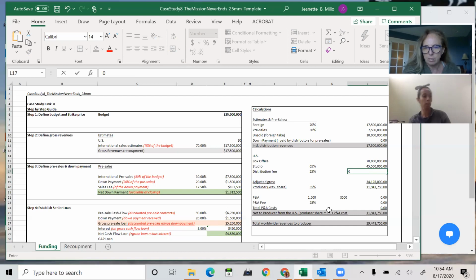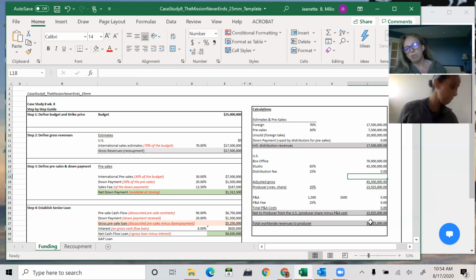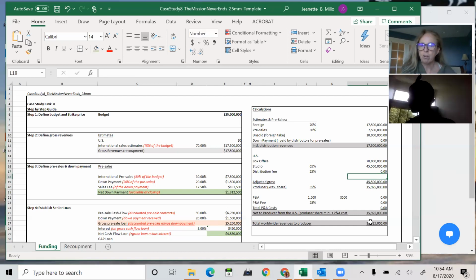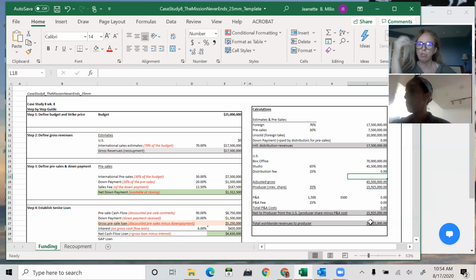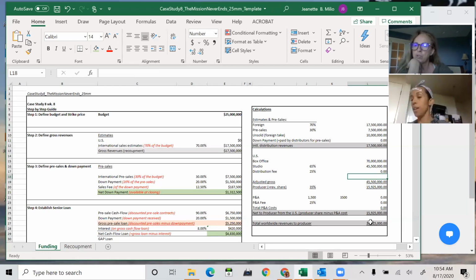The studio says, I want to get a distribution fee of 25%, and the 25% obviously is charged on what the studio gets. So what is 25% of that studio share? What is the distribution fee? I'll tell you in just a second.